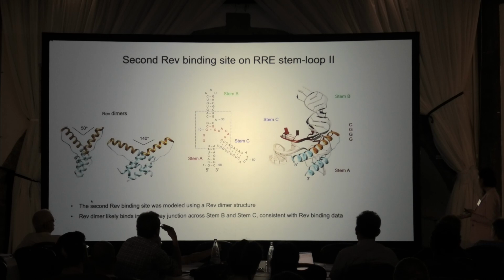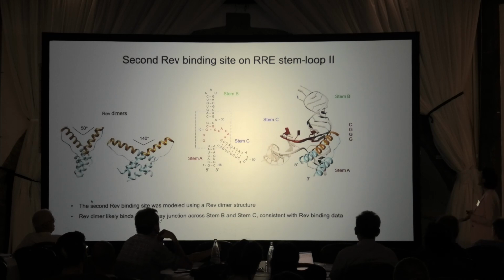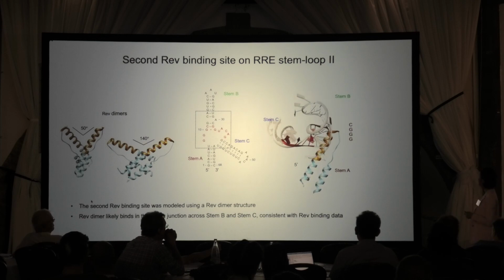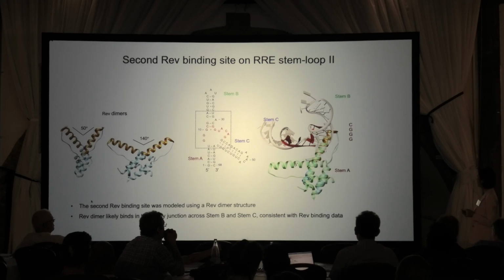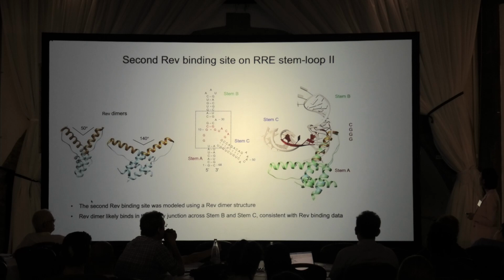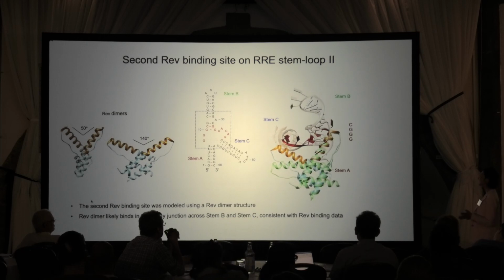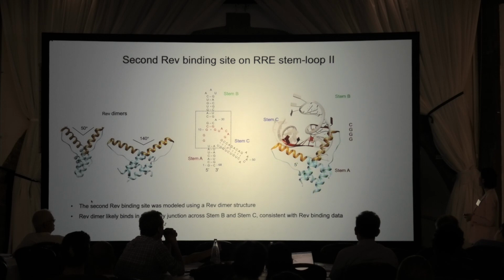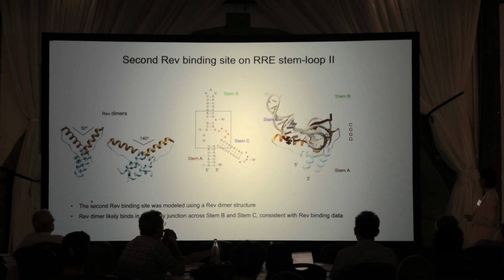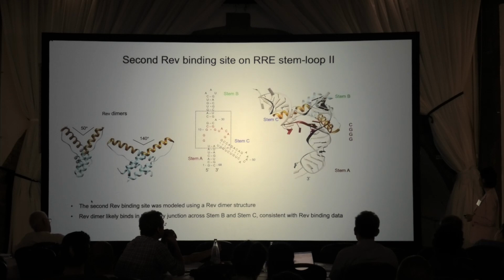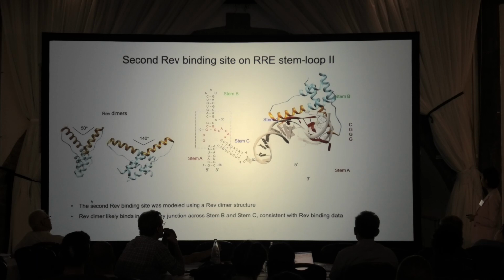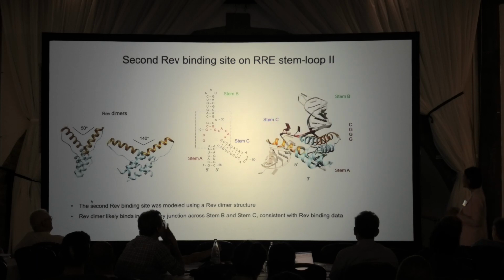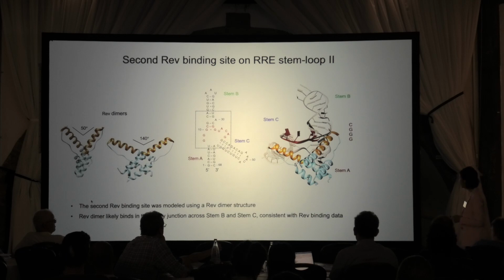So if we look at the Rev-bound structure, actually there's only one place that a Rev can bind, because Rev binds only in the major groove, which is right here. Okay. So I aligned with this structure in green, and then I adjusted the angle just a little bit, and then removed this dimer structure. So the Rev dimer, we think, likely binds to the three-way junction across stem B and stem C, which would be consistent with the Rev binding area.